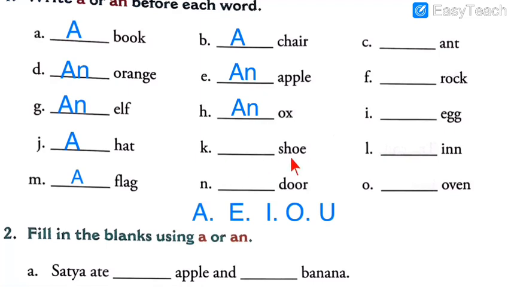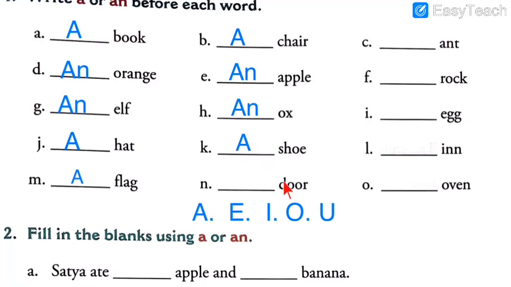Next one is dash shoe. Dash shoe. Now here students, the word shoe starts with S. Is S there in the vowel list? No, S is not there in the vowel list. So S is a consonant. If it is a consonant, do we use A or N? Yes, we use A with a consonant. So we will write A shoe.